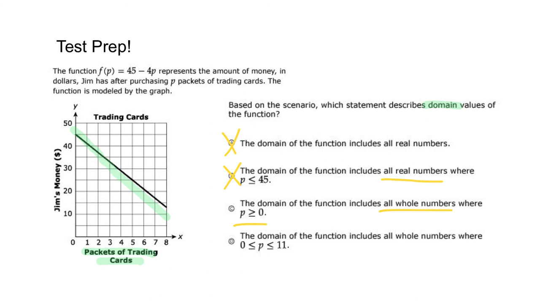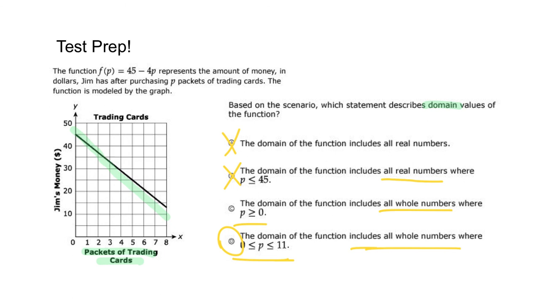This one says the domain includes all whole numbers where P is between 0 and 11. So here we have whole numbers again, which makes sense, but this gives us a limit. C says anything bigger than 0 is fine. D says from 0 to 11. And so we've got to decide which of those is reasonable for this. Now, obviously, this function is decreasing, which means eventually he runs out of money. So it's not reasonable to say that he could go forever and buy as many playing cards as he wants. Eventually, he's going to run out. So D, the one that says that he can go from 0 to 11, is the most reasonable choice.